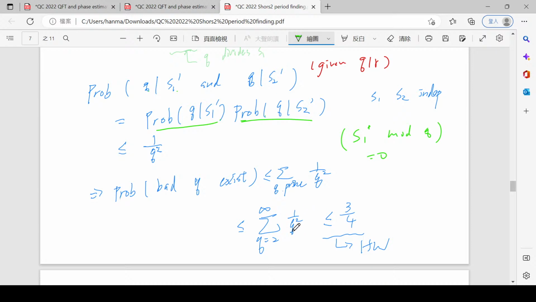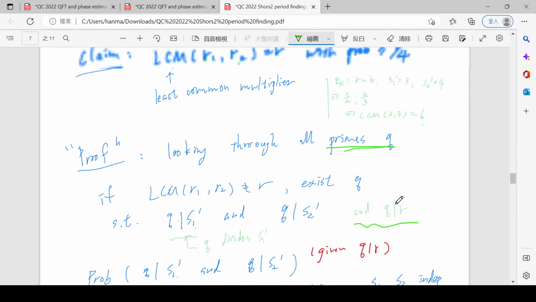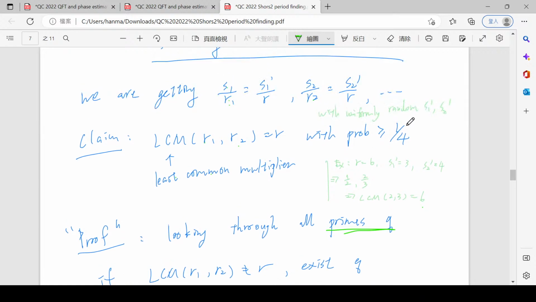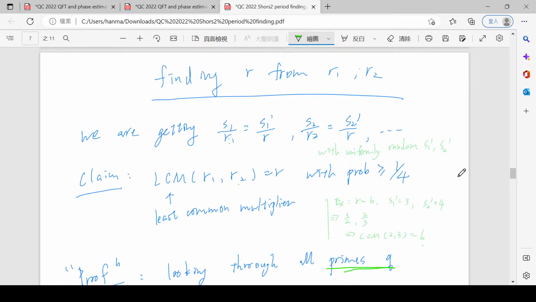Basically doing the integration trick once again, and show that this is less than 3 over 4. Okay, and this is a very crude bound, but the point is that the probability that you succeed is bigger than a constant. It doesn't scale with L. It's a constant. More like it doesn't scale with R.